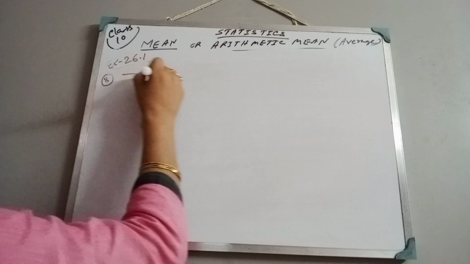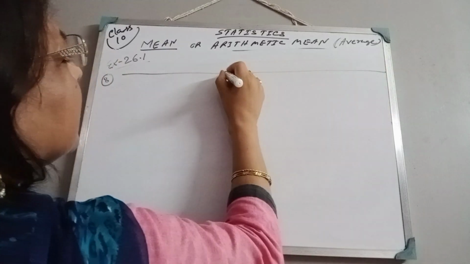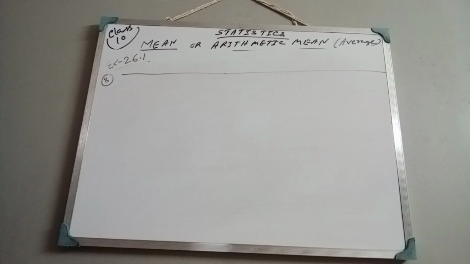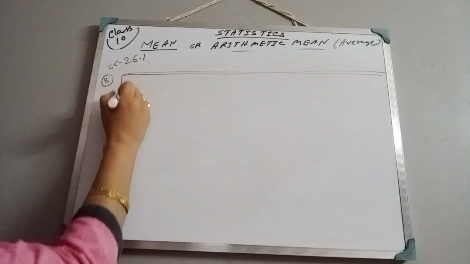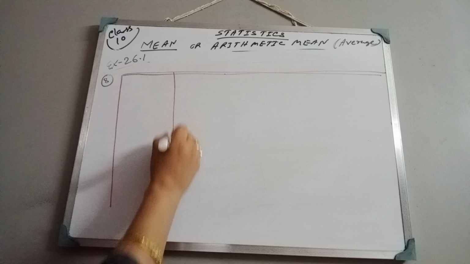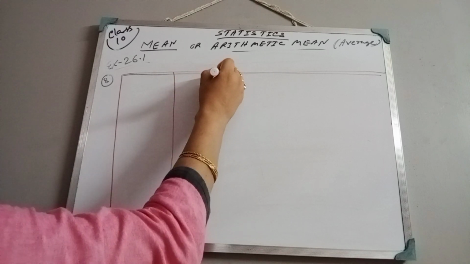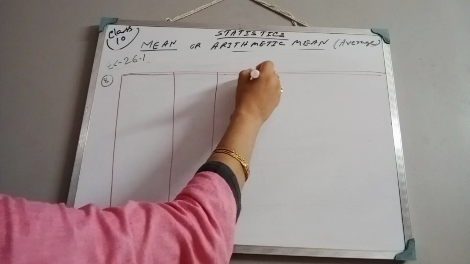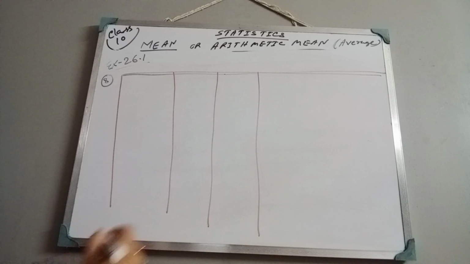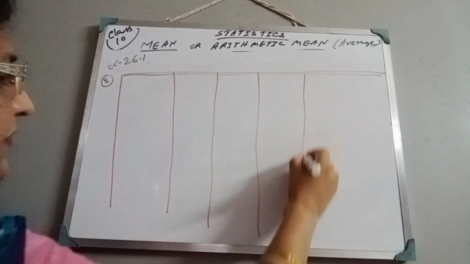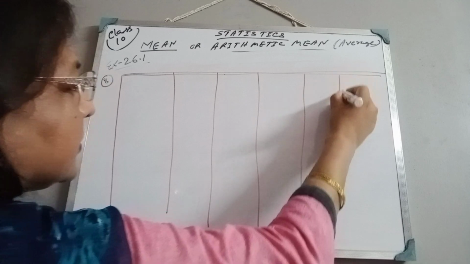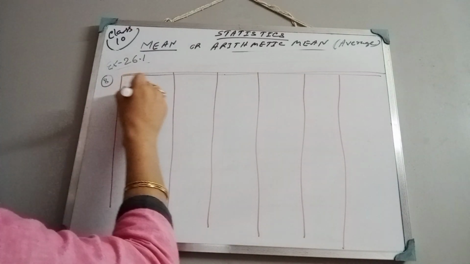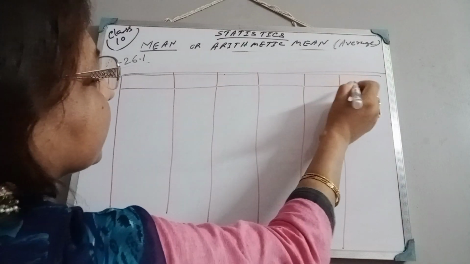Class interval given. Class mark, we have to find out one column. Frequency given, let us draw frequency. Next, obviously, assumed mean means deviation, so we have to find d equals x minus a. Next is fd. Okay, so this column we have to complete at first.